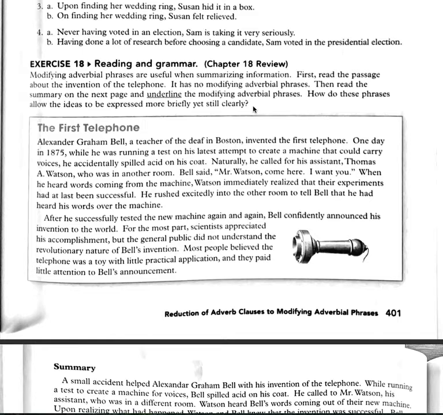He rushed excitedly into the other room to tell Bell that he had heard his words over the machine. After he successfully tested the new machine again and again, Bell confidently announced his invention to the world. For the most part, scientists appreciated his accomplishment, but the general public did not understand the revolutionary nature of Bell's invention. Most people believed the telephone was a toy with little practical application, and they paid little attention to Bell's announcement.